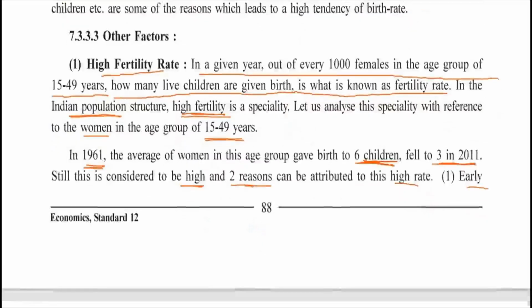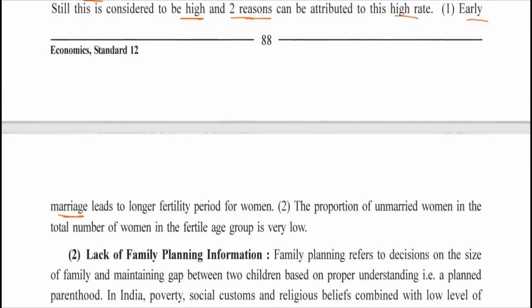Number 1, early marriage. Right? Early marriage leads to a longer fertility period for women, and the proportion of unmarried women in the total number of women in the fertile age group is very low. Unmarried women are considered a taboo. It is very hard for a woman to live in society and not marry, to stay single. Right? Yeah, in cities the situation may change a little bit, but in villages it is imperative that a woman is married as early as possible.